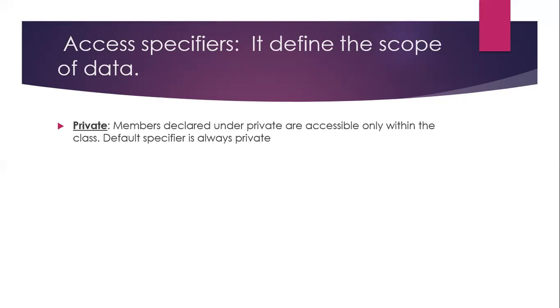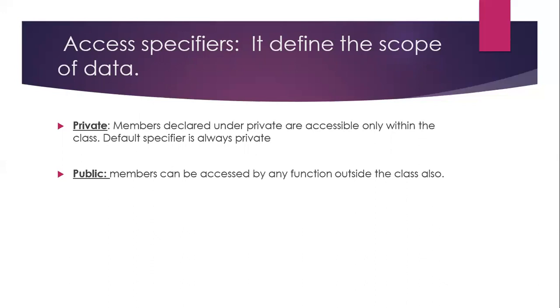What is the meaning of access specifier? It defines the scope of the data. There are three different types of access specifiers. First one, private, where only the class member can access the data. Members declared under private are accessible only within the class. By default, the access specifier of the class will be private.